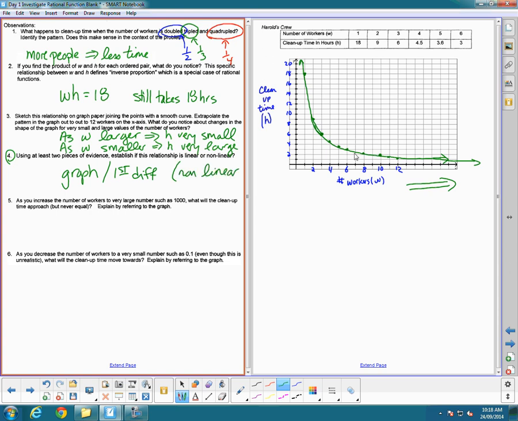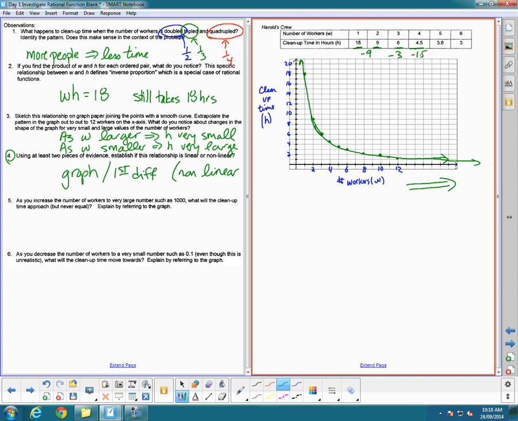We do the first differences here. We got 18 to 9, it goes down 9, and then from 9 to 6, it goes down 3. Then this one, down 1.5. It's not the same, and so it's nonlinear.